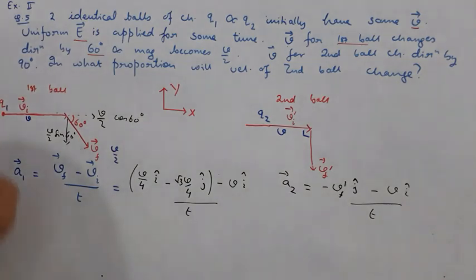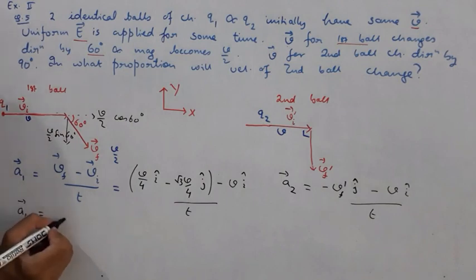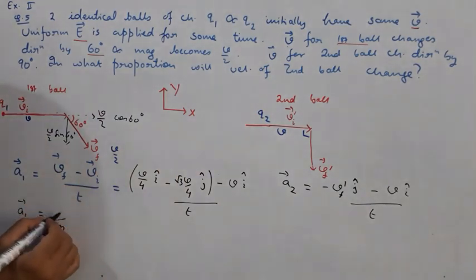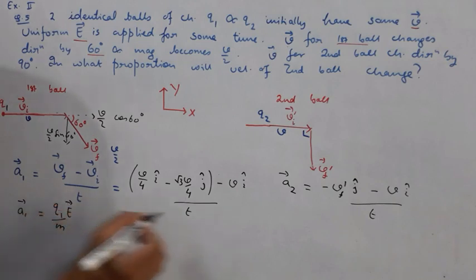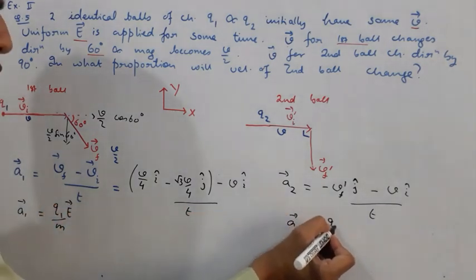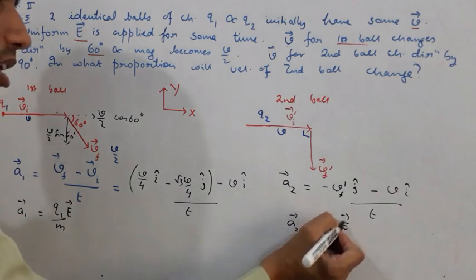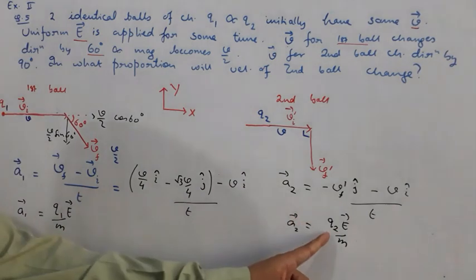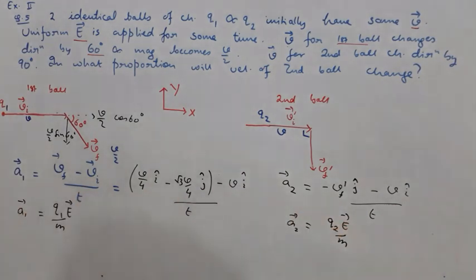See, our a1 vector is nothing but the force on the first particle divided by its mass. Because the particles are identical, they will have the same mass. Now how much should we write for force? q1 times electric field. And a2 vector will be how much? That will be force, that is q2 times E vector, upon mass. Charges are different, so I have written q1 and q2. Fields and mass are the same.